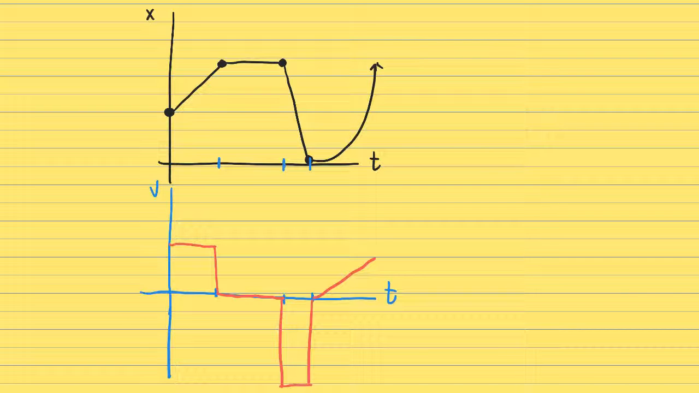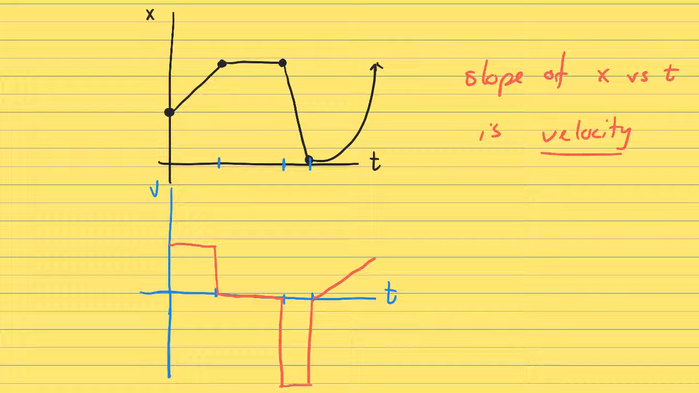Whenever you hear the word constant velocity, you know that it's 0 acceleration. How is this last region right here? What kind of acceleration? Positive. The slope of this line is positive, so you know acceleration is positive. So let's write down our two facts that are really important. Slope of position versus time is velocity. And then down here, slope of velocity versus time is acceleration.